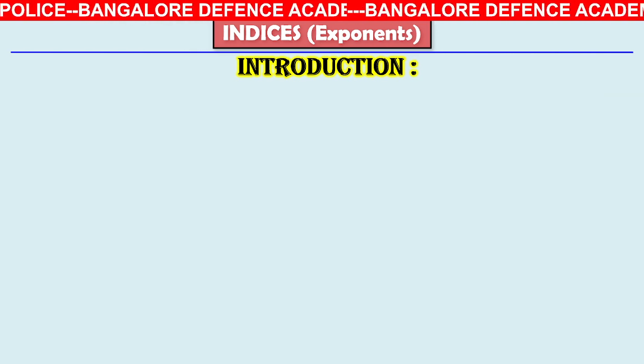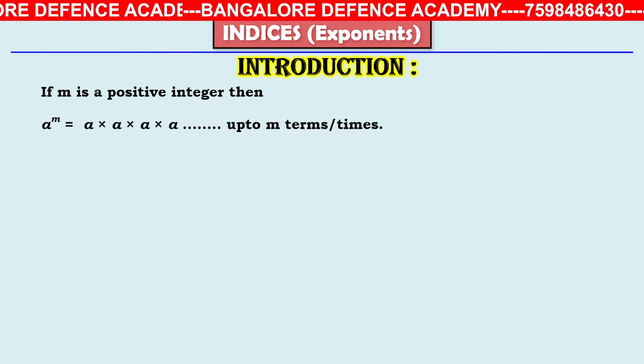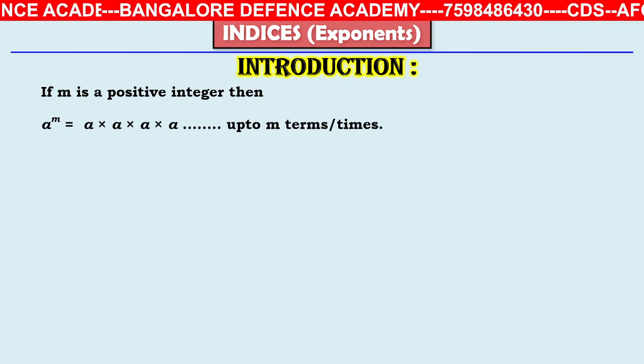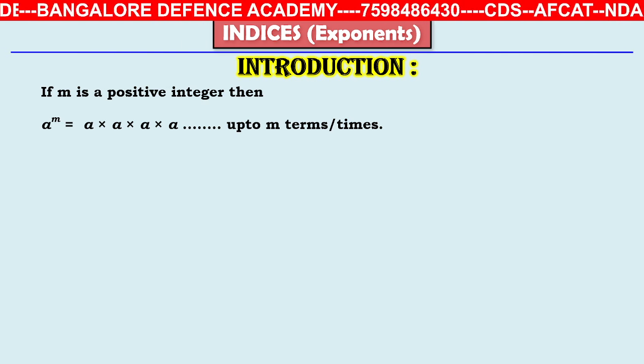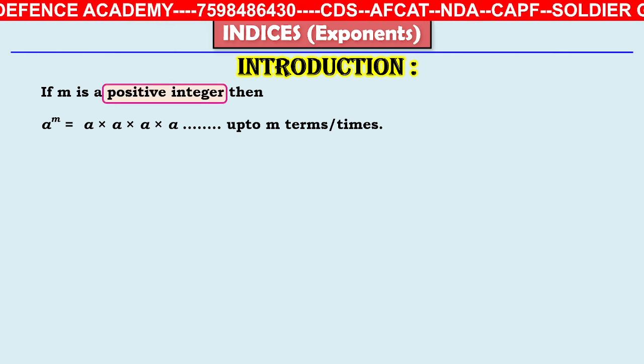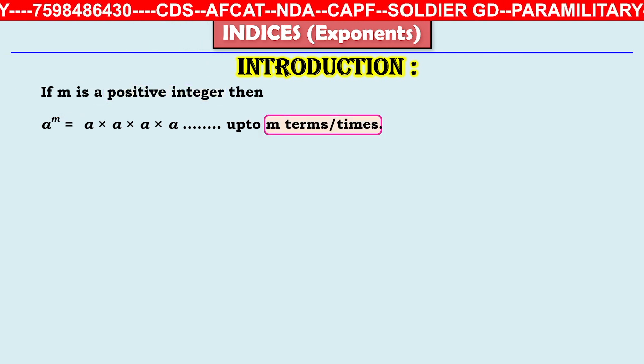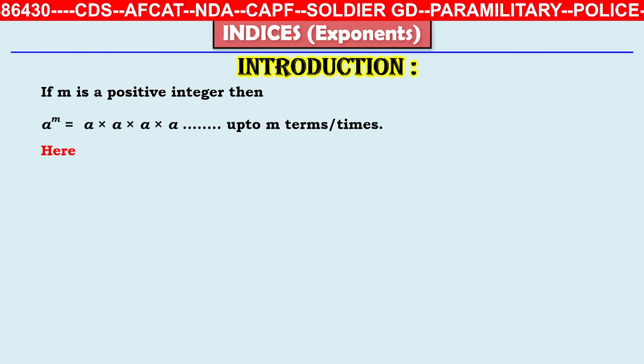What is an exponent? For example, if m is a positive integer, then a to the power of m is written as a into a into a into a, that is, m times. Here, m is a positive integer, and a is multiplied m times. Now look at this.